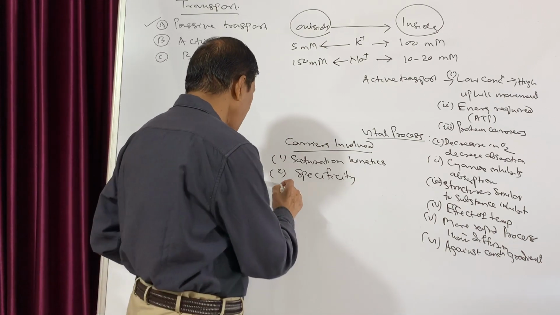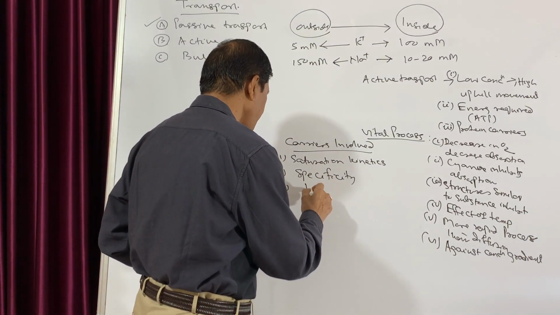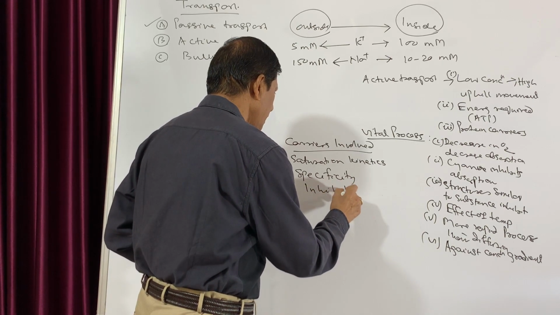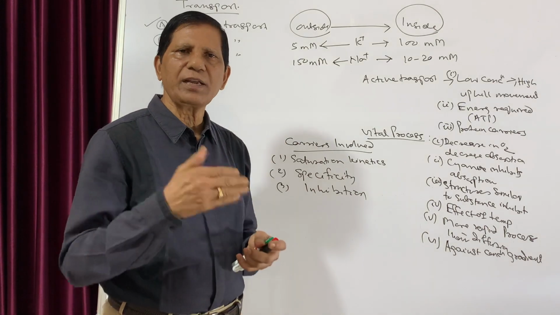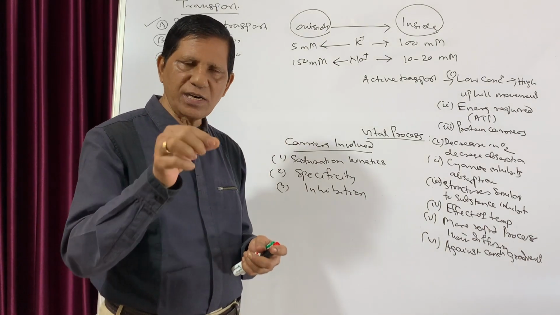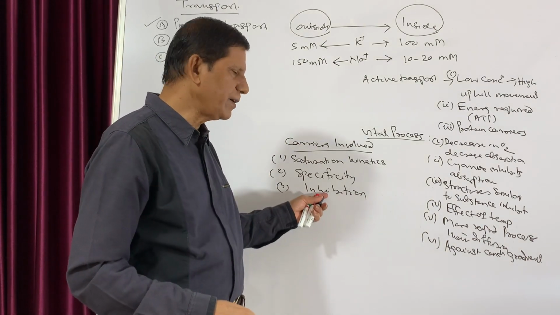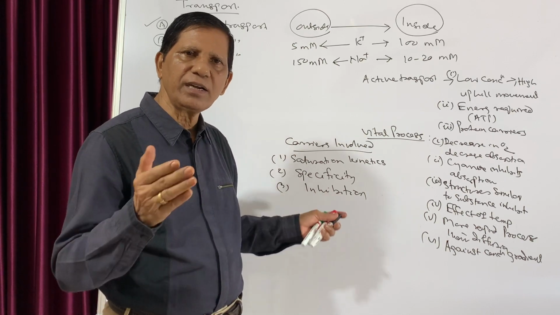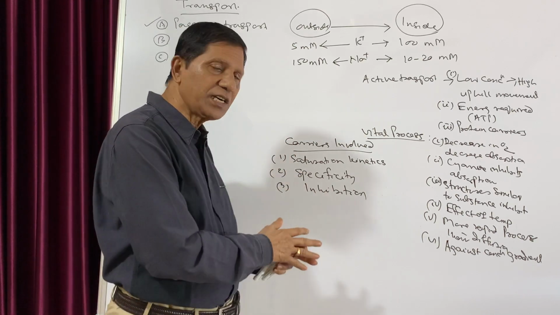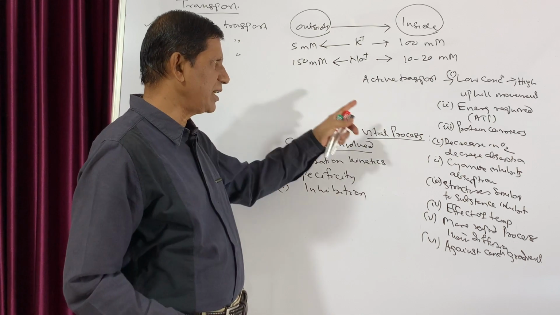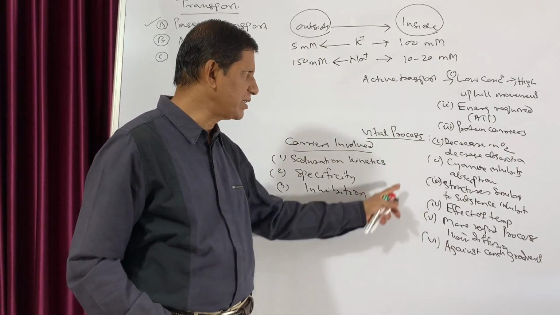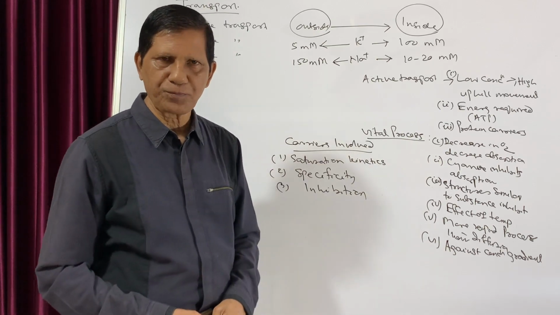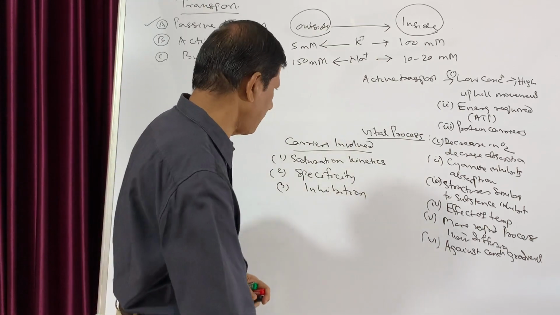And the third one is inhibition. Since the carriers are proteins, if we give certain inhibitors, the proteins are inhibited, so naturally the absorption of substances is inhibited. So from this it is clear that in the active process carriers are involved and it takes place only in living cells because it is a vital process.